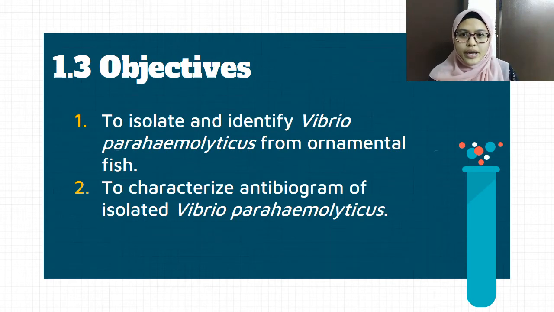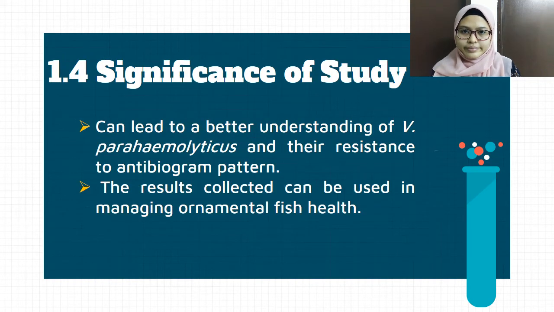1.3 Objective. The objective of this study is to isolate and identify Vibrio parahaemolyticus from ornamental fish. And another one is to characterize the antibiogram of isolated Vibrio parahaemolyticus. 1.4 Significance of study. It can lead to a better understanding of Vibrio parahaemolyticus and its resistance to antibiogram patterns. Besides, the collected results can be used in managing ornamental fish health.